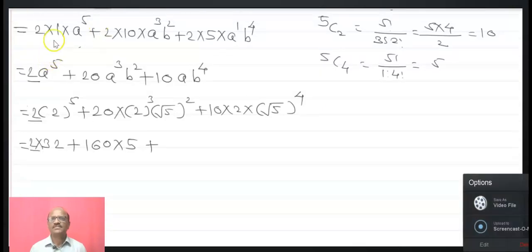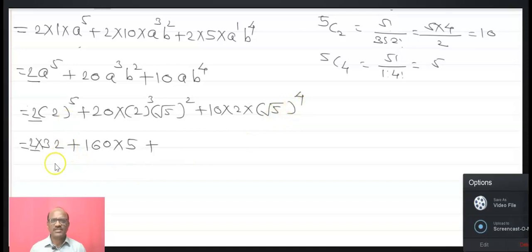Now see this here. That is a 2, 2 a raised to 5. This is a 2, 2 raised to 5. 2 raised to 5 means what? 32. And next is 20 a raised to 3, that is 2 raised to 3. And next is a b means what? Root 5 raised to 2. Next is a 10, a is a 2, root 5 raised to 4.